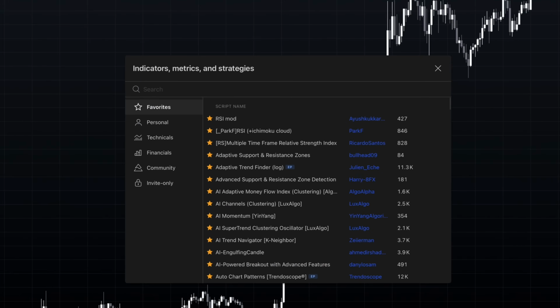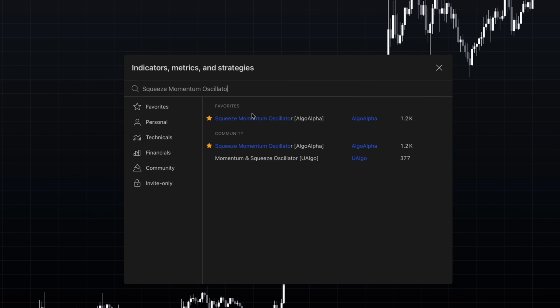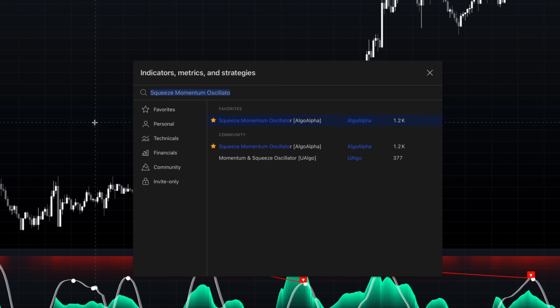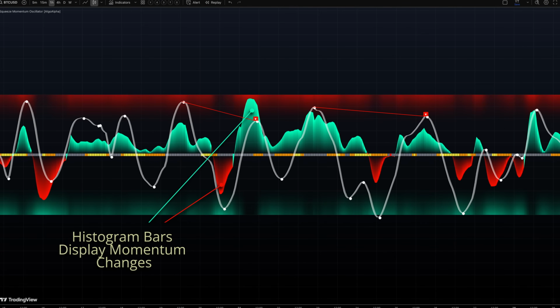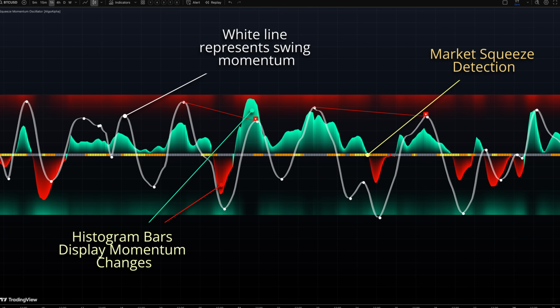The Squeeze Momentum Oscillator by Algo Alpha combines squeeze detection with momentum analysis to identify potential market moves following periods of compressed volatility. The oscillator displays momentum through color-coded histogram bars, alongside a white line representing swing momentum, while simultaneously monitoring market squeezes through calculations of ATR and high-low differences.